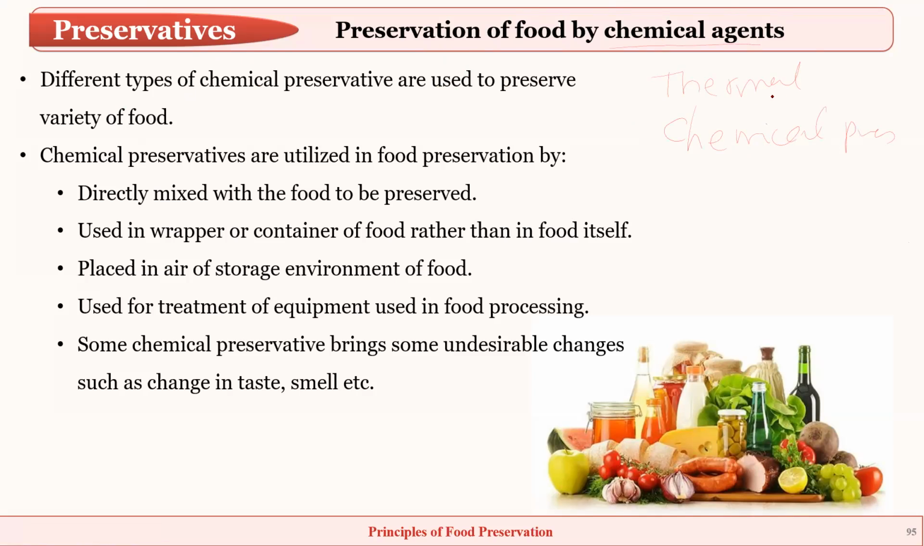chemical preservation. So there are a variety of preservatives being used, and there are different types of chemical preservatives that can be used to preserve a variety of foods, and that is obvious. Why different chemical preservatives? Because different foods have different intrinsic factors and extrinsic factors. Intrinsic means inherent factors of the fruit or vegetable.